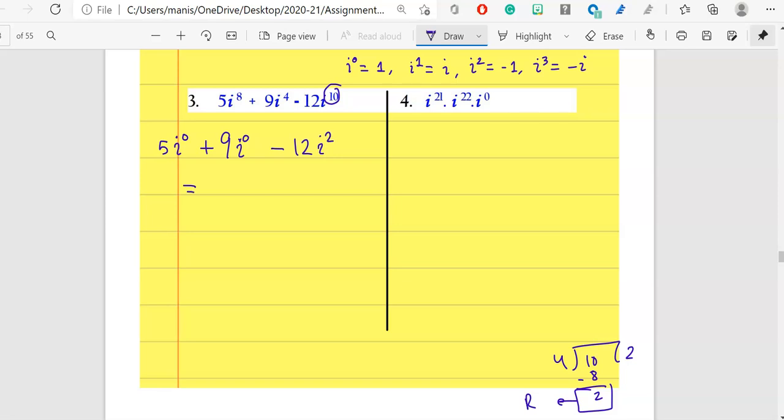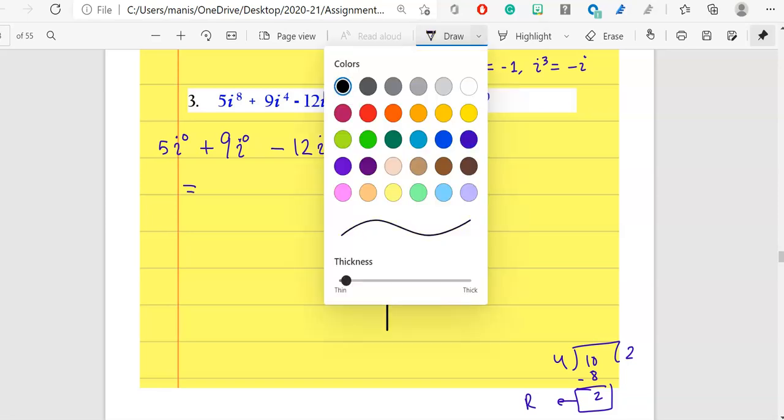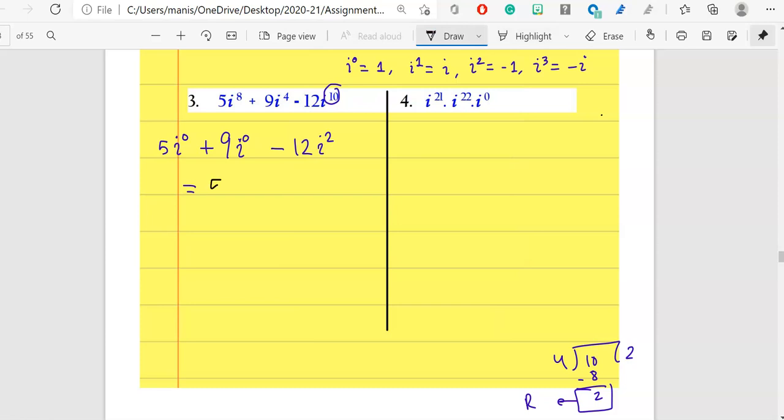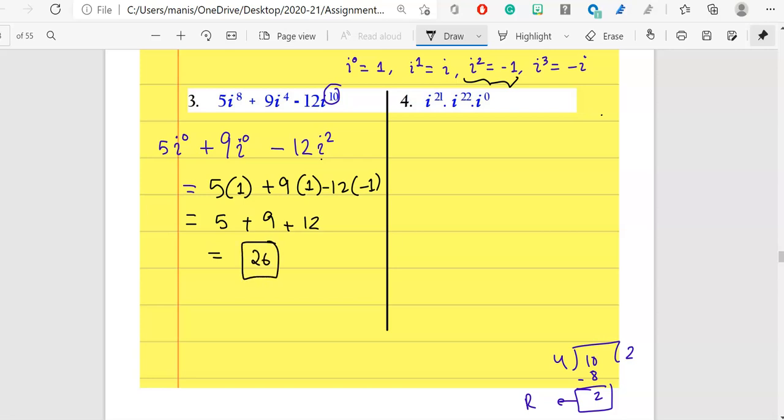Let's proceed to the next step. So now my question to you is, look at these formulas. What is i to the power 0? 1. So it means I can write it like this. What is i to the power 0? 1. I can write it like this. What about i square? Negative 1. So next step is 5 times 1 is 5 plus 9 times 1 is 9. But this will give me negative 12 with this, give me plus 12. Only thing I have to do is add those, so 12 plus 14, 26 is the answer for this problem.